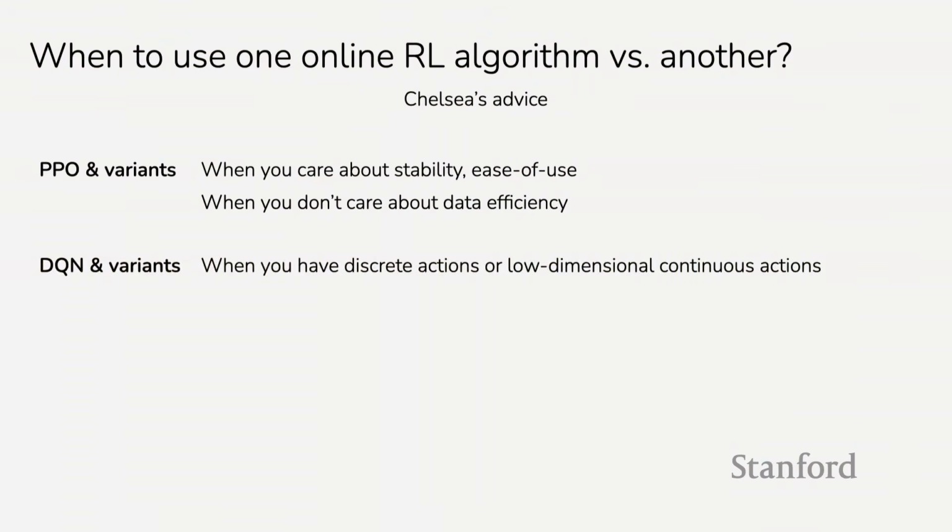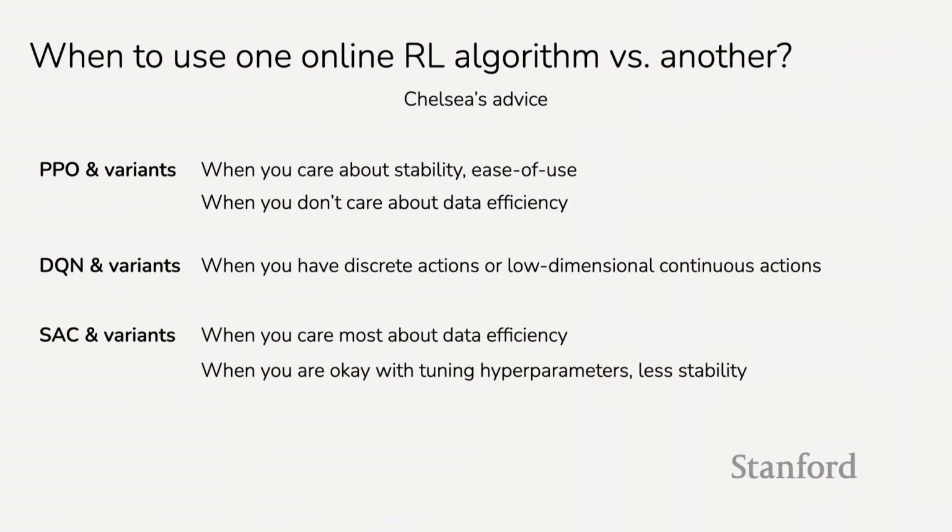DQN works quite well when you have discrete actions or low-dimensional continuous actions. And so in those cases, it can be a great choice. It can be fairly data efficient, depending on some of the details and how off-policy you make it. And then soft actor-critic and variants of it are great when you care most about data efficiency, but require a bit more tuning and are a bit less stable than something like PPO.